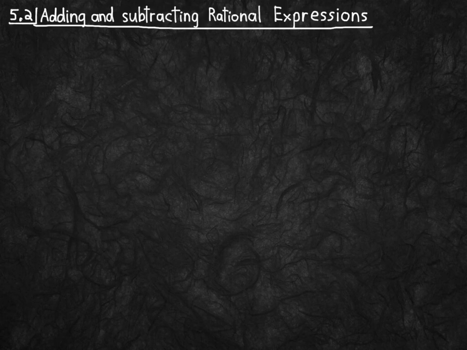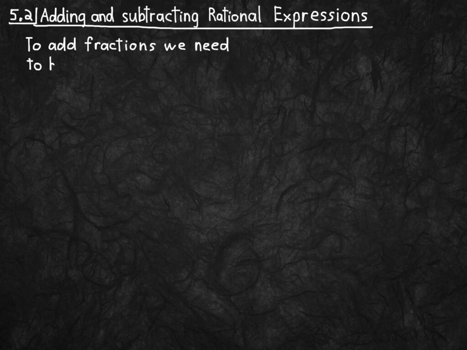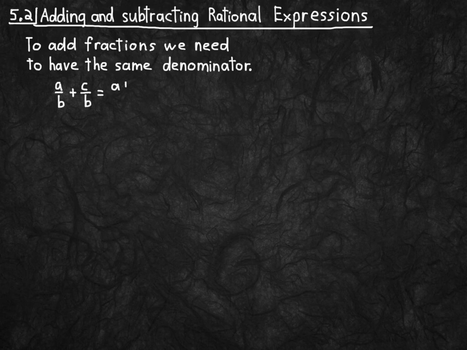So section 5.2 is about adding and subtracting rational expressions. A rational expression is a fraction of polynomials. To add fractions in general, we need to have the same denominator. And the formula is like this.